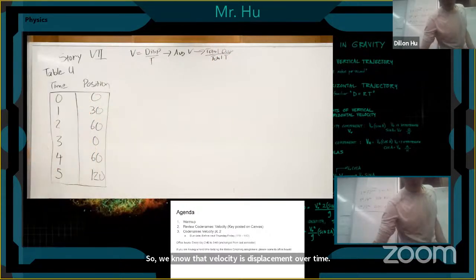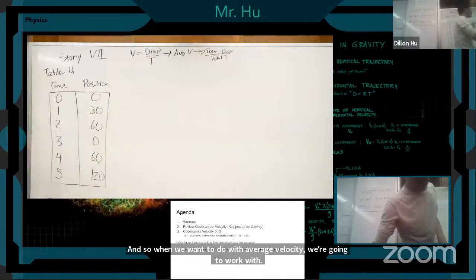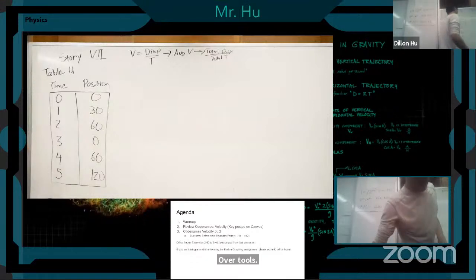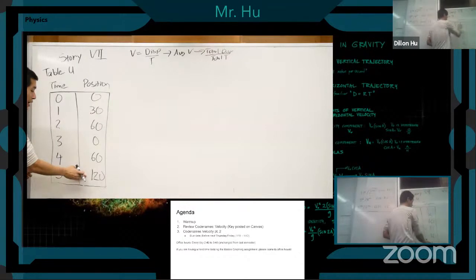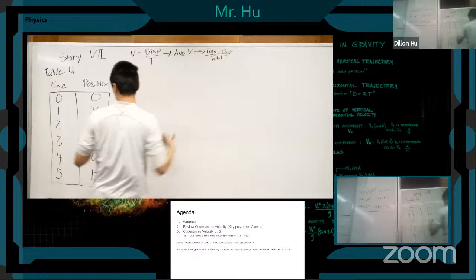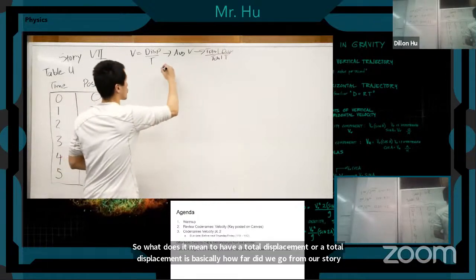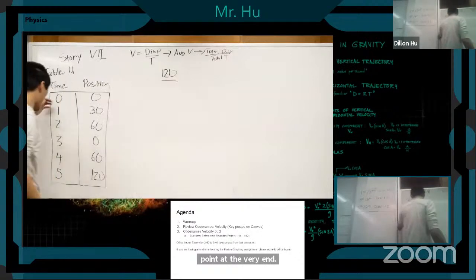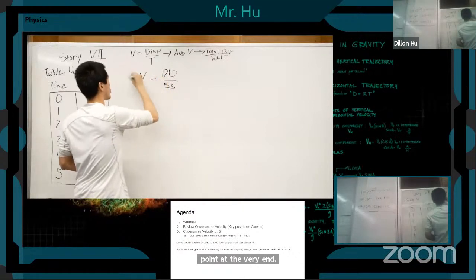So what does it mean to have a total displacement? Our total displacement is basically how far did we go from our starting point at the very end. So our total displacement, we started off at 0, we ended up at 120. It's literally just the difference between the starting and the ending position. So our total displacement is 120. Our total time is 5 seconds. So our average velocity is 24 meters per second.